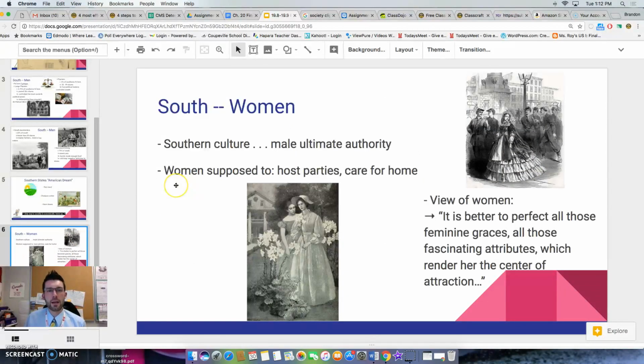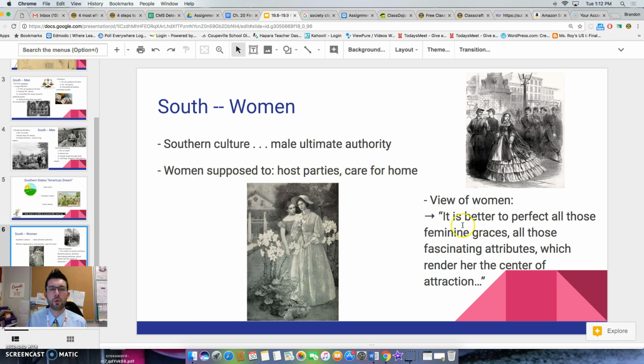Let's move on now and talk about another group, and that would be the women in the southern states. Now, southern culture, as you might have guessed from Bartholomew, held that the males had the ultimate authority. The man of the house had the final say. Women were supposed to host parties, and they were supposed to care for the home.